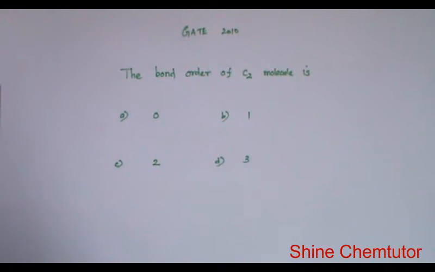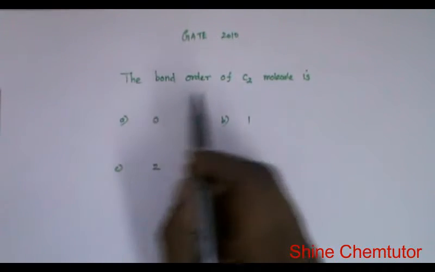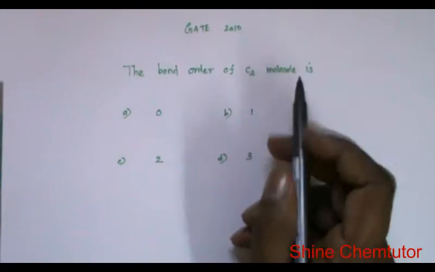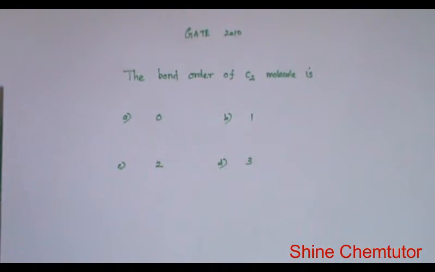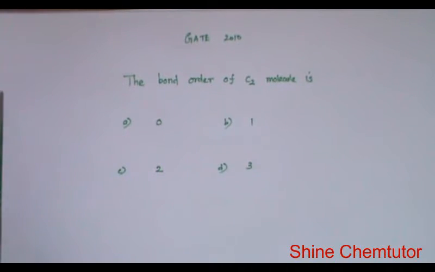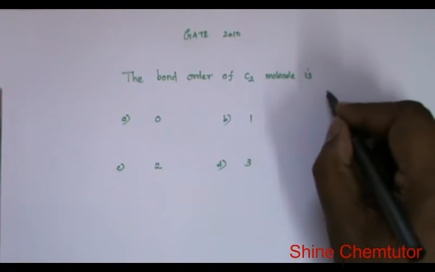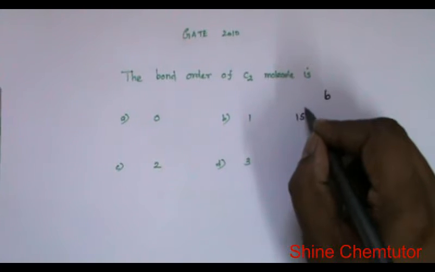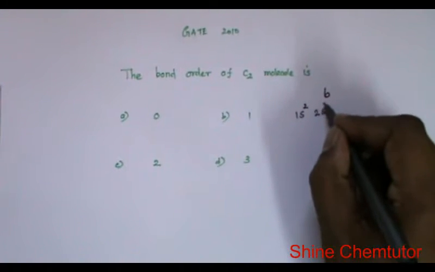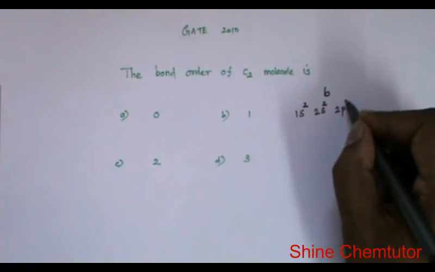Here I have a problem based on bond order. What will be the bond order of C2 molecule? The atomic number is 6. The electronic configuration is 1s2, 2s2, 2p2.